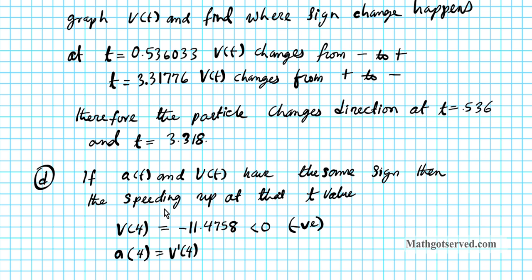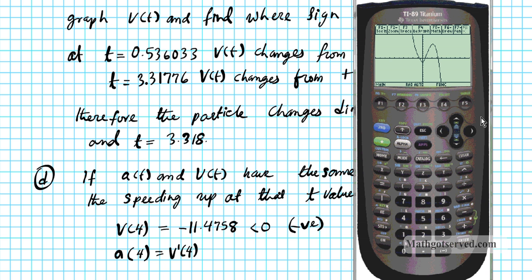So how do we find v prime of 4? Alright, so you can do the numerical derivative. That's easy, but let me show you a shortcut that you can use. Since we already have the velocity function graphed, we can calculate its derivative at any x value. Alright, so to do that, we just press F5, and then you see the derivatives menu here, menu 6, dy/dx, enter.